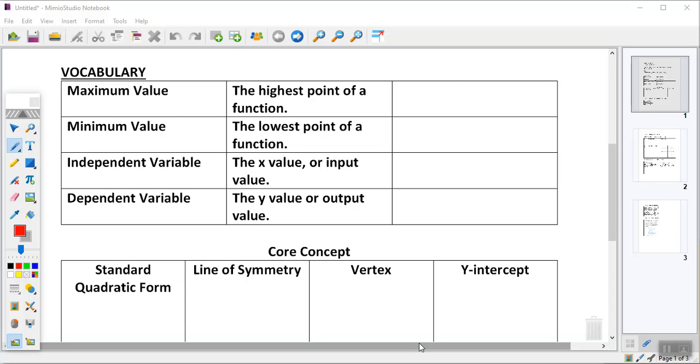You guys remember that? When an A value is positive, okay? And when are you going to have a vertex that is a maximum for your quadratic? Negative. Say it again, Allie. Negative. Yeah, when the A value is negative.